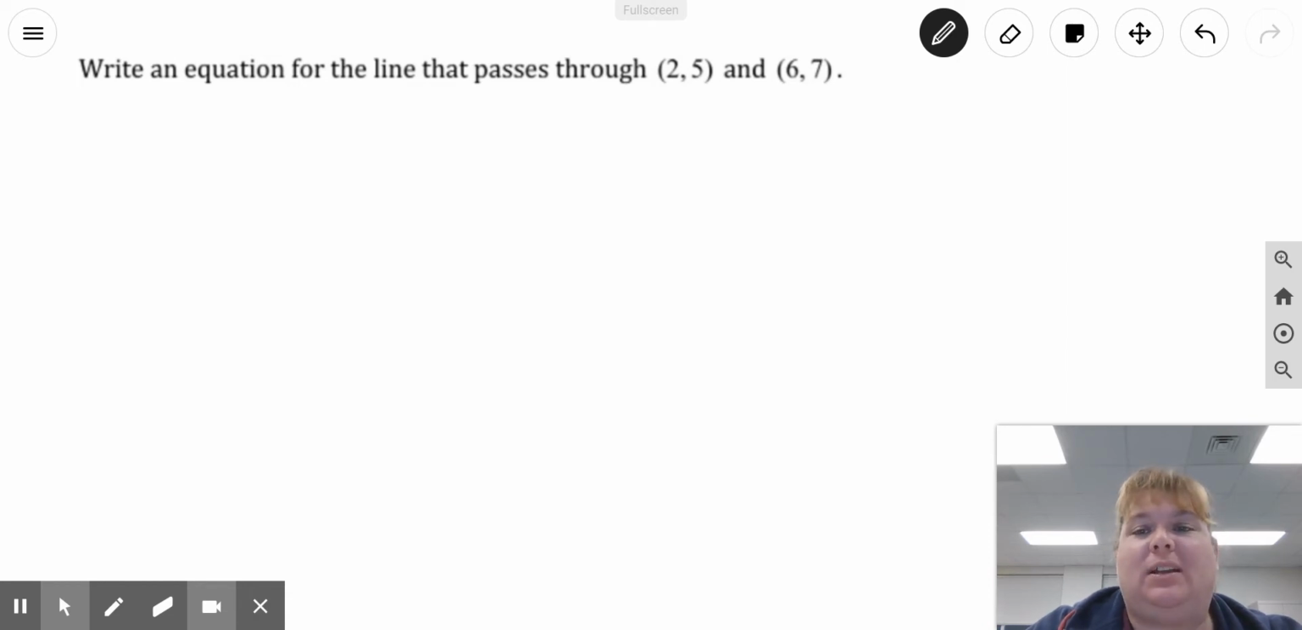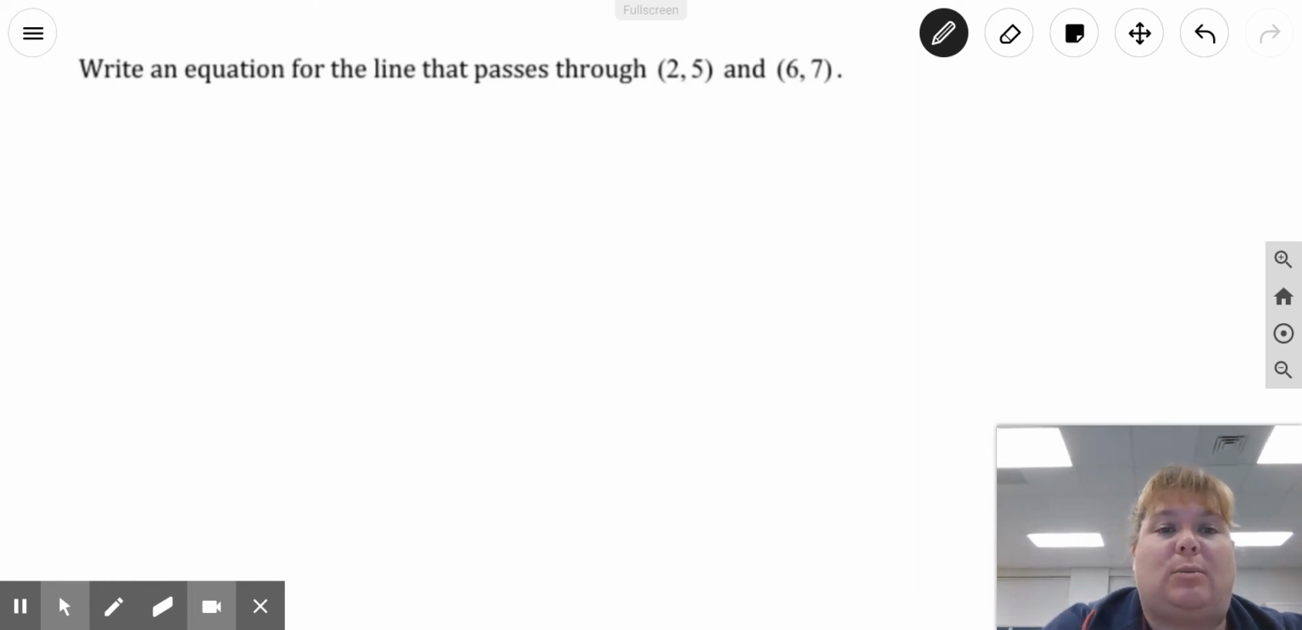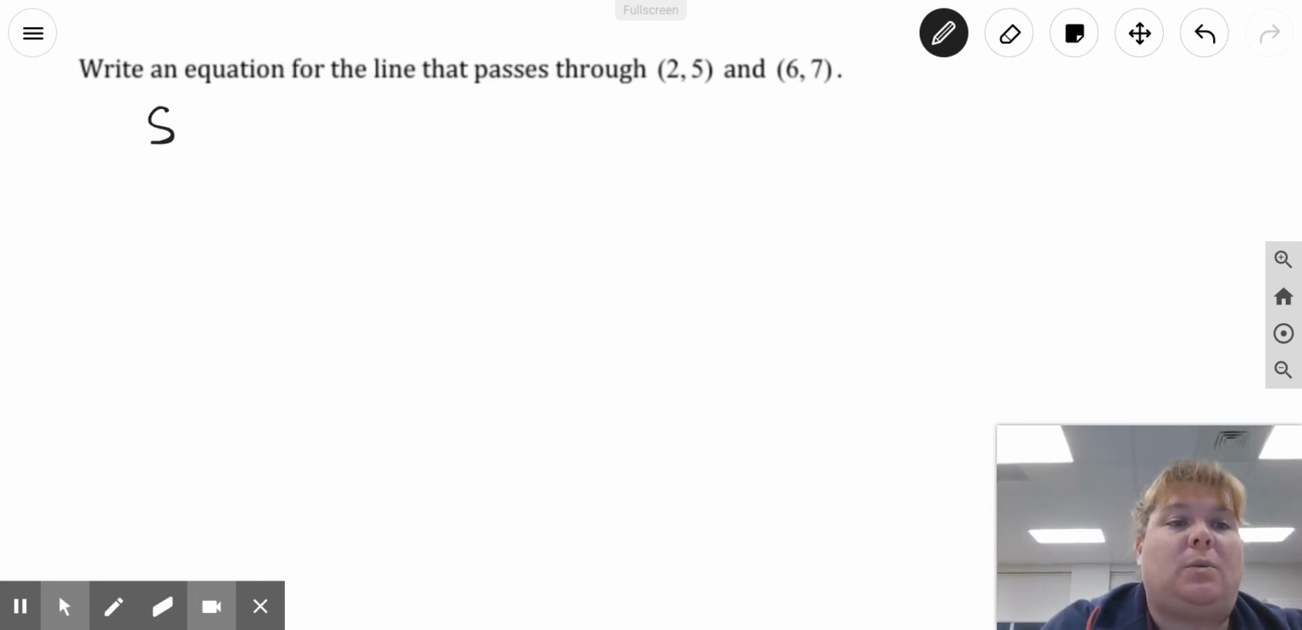So we are going to talk today about having 2 points and finding the slope and then writing the equation from that. Okay, so what we have here, it says write an equation from the line that passes through (2, 5) and (6, 7). So remember that the first thing we always work with is finding the slope. Okay, so we are going to find our slope by using rise over run.